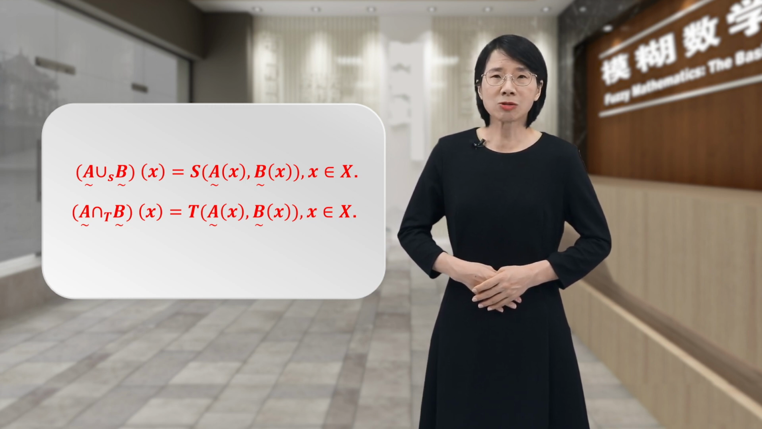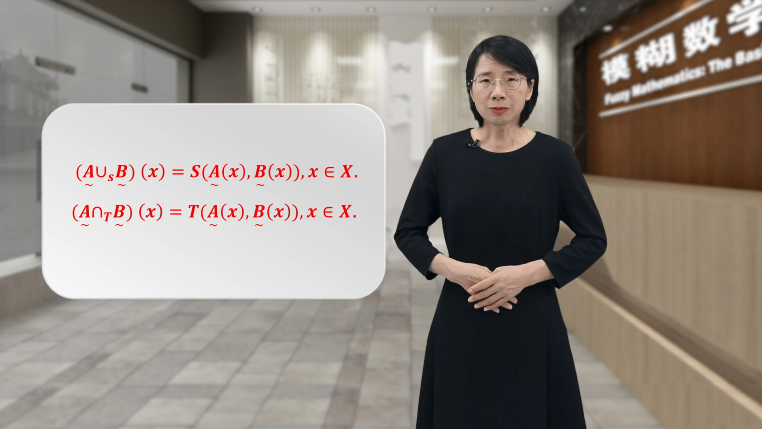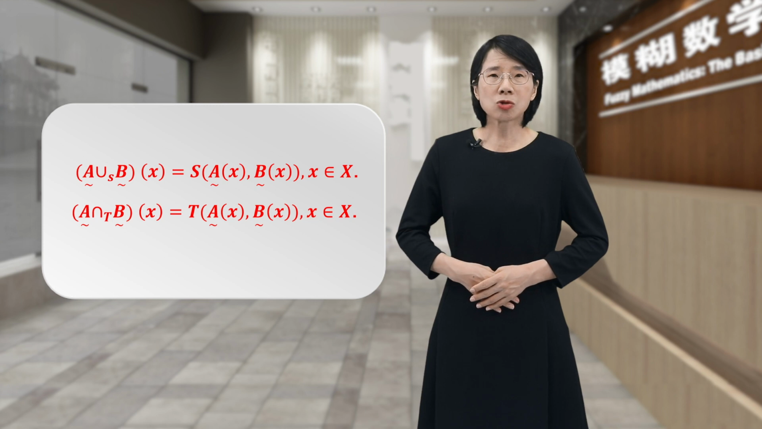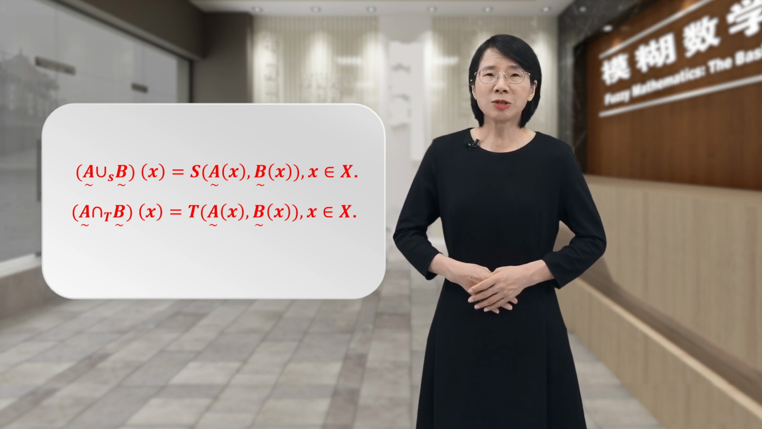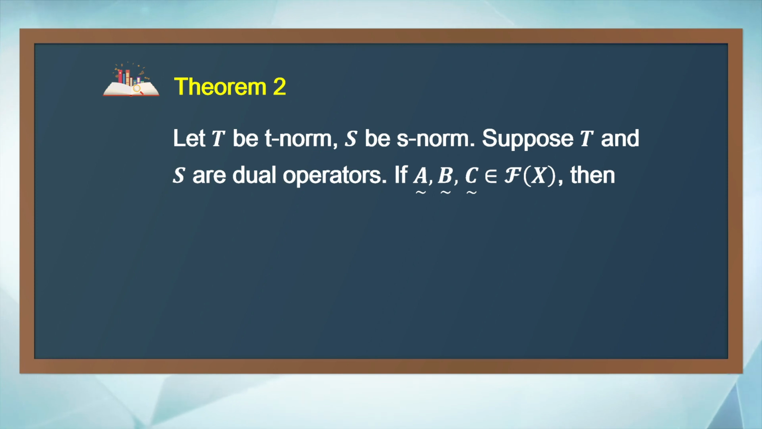Considering the boundary conditions of T-norm and S-norm, the generalized unions and the generalized intersections have the corresponding boundary conditions. Since T and S are a pair of dual operators, the corresponding generalized union and generalized intersection are also dual operations. To be specific, these properties are listed as follows. Theorem 2. Suppose T and S are a pair of dual operators. Then we have the following properties.